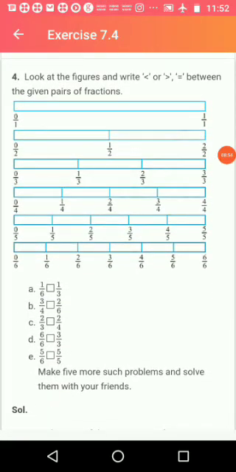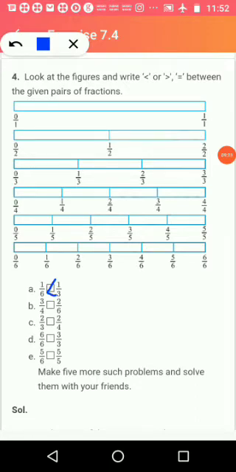Look at the figures and write less than, greater than, or equal to between the given pairs of fractions. Now looking at this, 0 by 1 and 1 by 1, you see 0 by 1 will be less than 1 by 1. So it is given. Here whatever is given is in order. So see, 1 by 6, 1 by 3. So I have 6 is greater than 3. Because I am comparing the denominator, it will be marking just the opposite. If 6 is greater than 3, then 1 by 6 is less than 1 by 3.